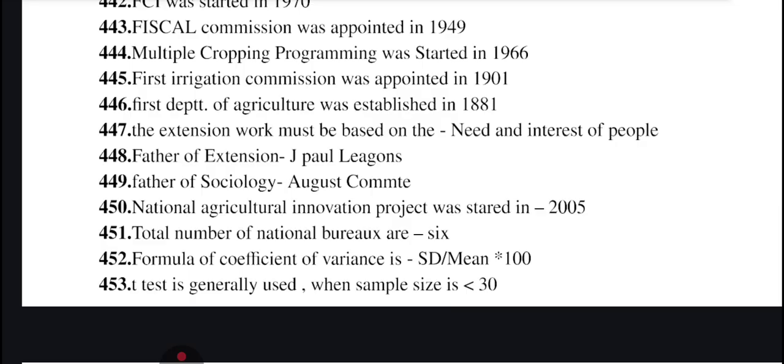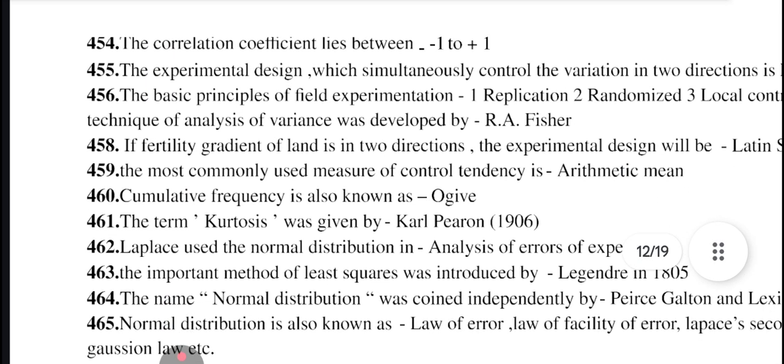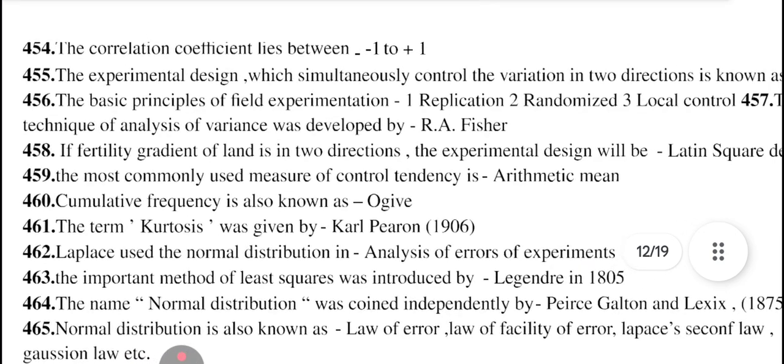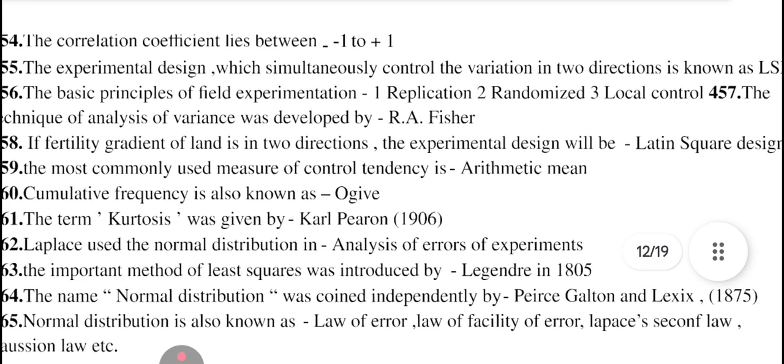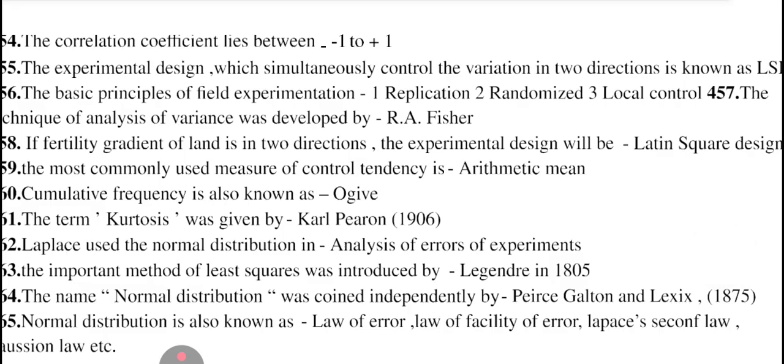Here see, statistics subject started. T test is generally used when sample size is less than 30. The correlation coefficient lies between -1 to +1. Experimental design which simultaneously control the variation in two direction is Latin square design. Basic principles of field experiments is randomization, replication, and local control.